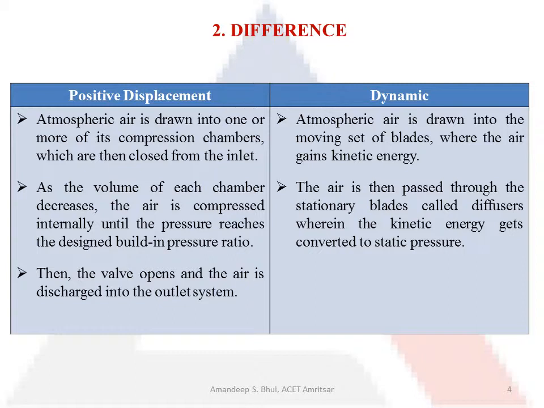On the other hand, in the dynamic type of compressors, the atmospheric air is drawn into a moving set of blades where the air gains kinetic energy. The air is then passed through the stationary blades called the diffusers, wherein the kinetic energy gets converted into static pressure.